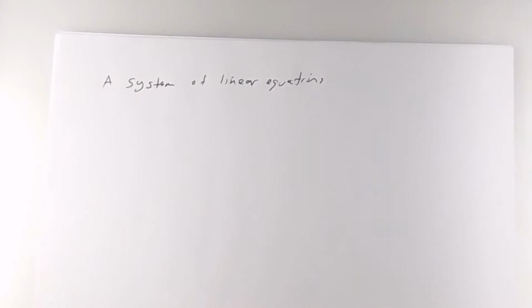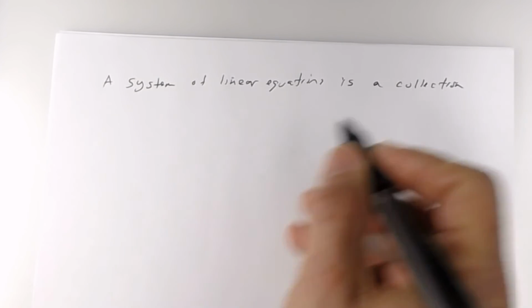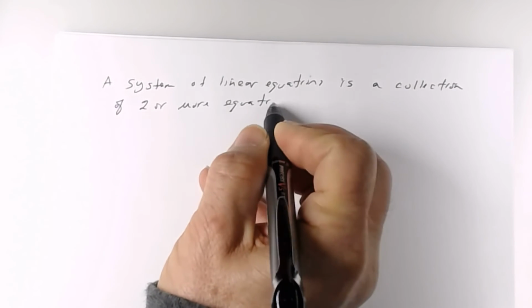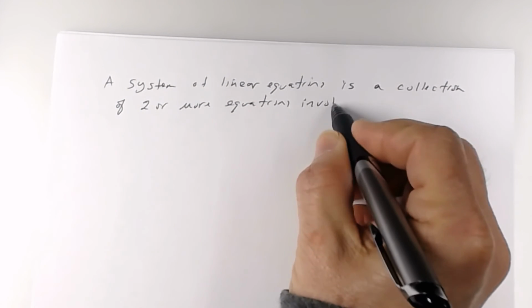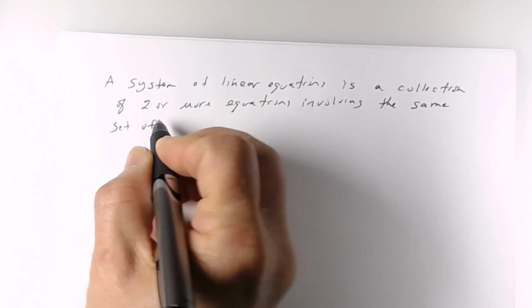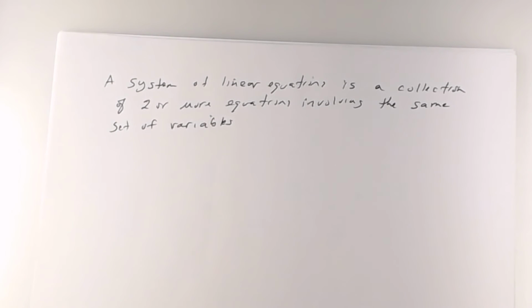A system of linear equations is a collection of two or more equations, and for us we're just going to deal with two, but you can have more than two, involving the same set of variables. So a system is a collection of two or more equations that have the same set of variables. Now, there's a bit more to that, but so far what that means is this.